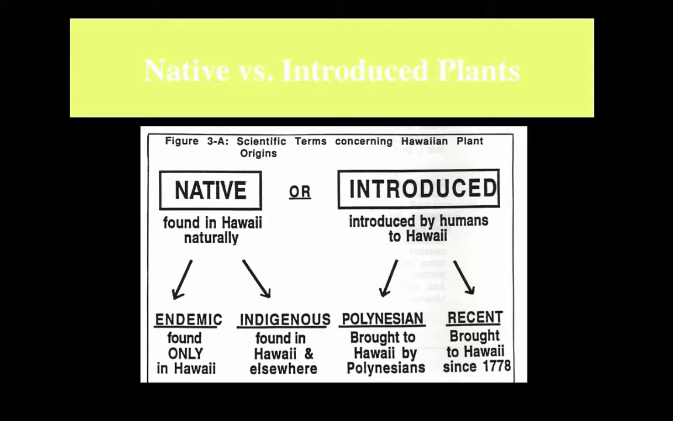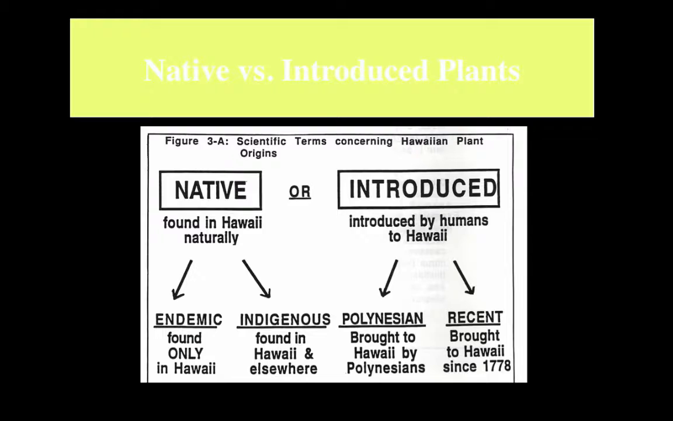Endemic plants are found only in Hawaii. 90% of Hawaiian plants are actually endemic, so it's quite an amazing thing to have so many species that are only found here. Another group of plants that fall into the native category are indigenous plants. Indigenous plants are found in Hawaii, but also someplace else. So they can be native here, and they can also be native in other parts of the Pacific, for example.